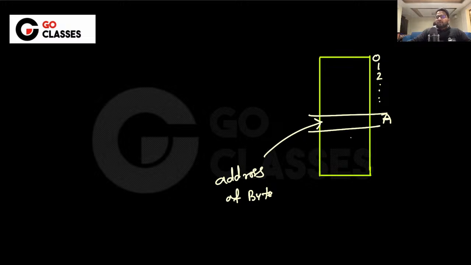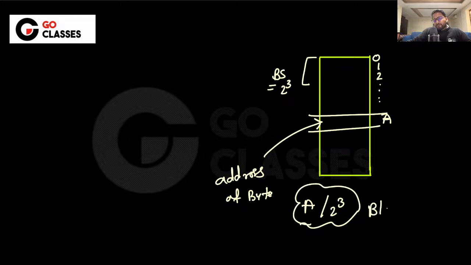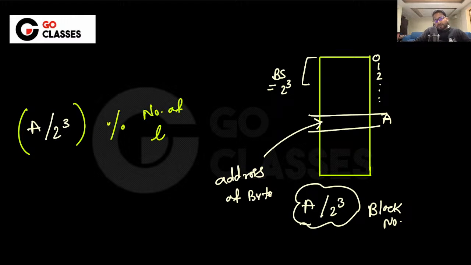Now you first need to check in which block it is present, right? Let's suppose the block size is BS, or let's suppose it is 8, 2 power 3. So you first do A divided by 2 power 3. This will give you the block number. A divided by 2 power 3 is your block number. Then you just need to do the mod with the number of lines. This will give you the line number.